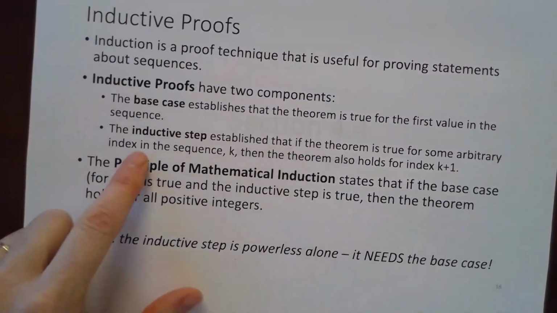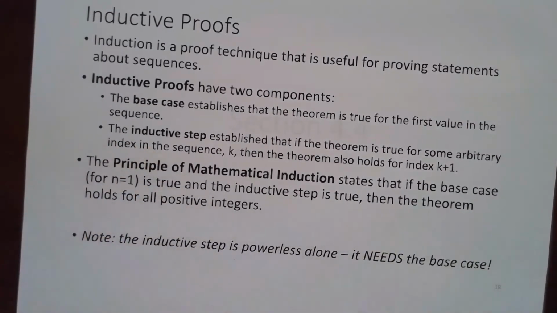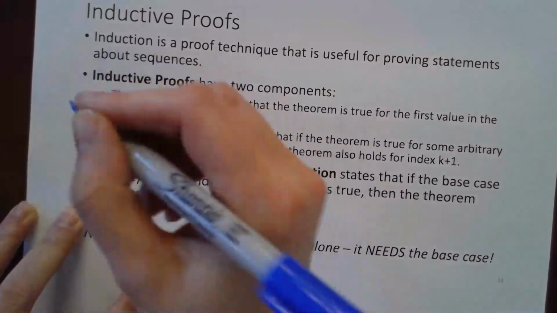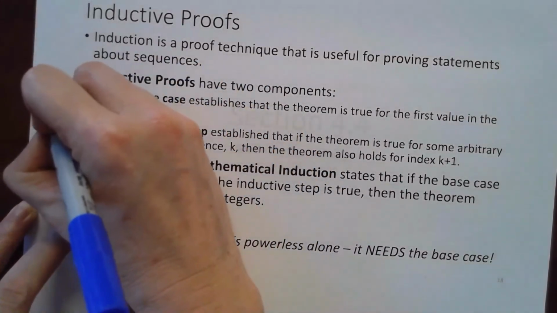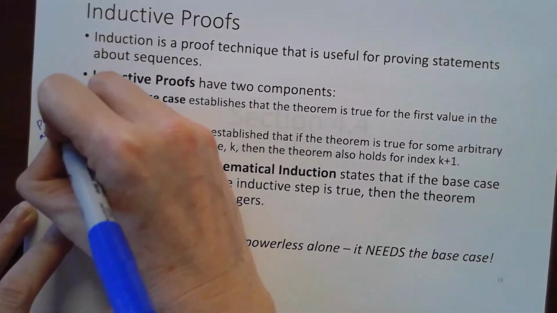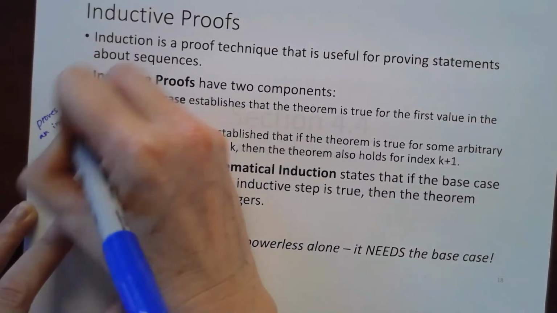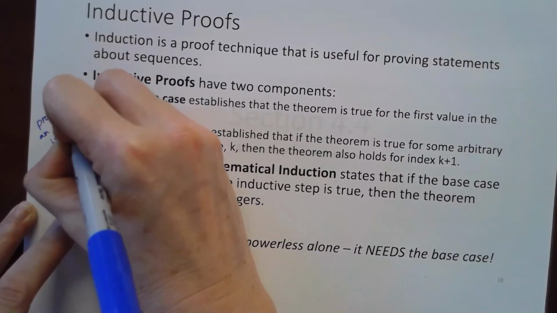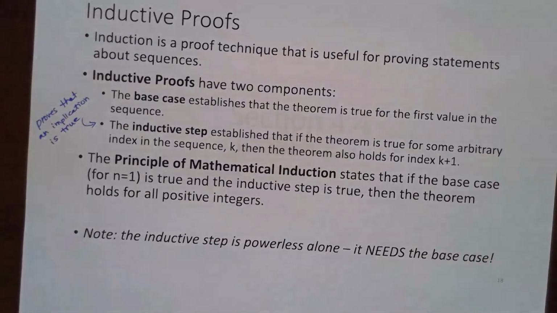And then we have what's called the inductive step. Okay, so in the inductive step, I prove that an implication is true. And this is the tricky part. This just proves that an implication is true. And this is usually where students get stuck, because they think it proves something that it doesn't prove.